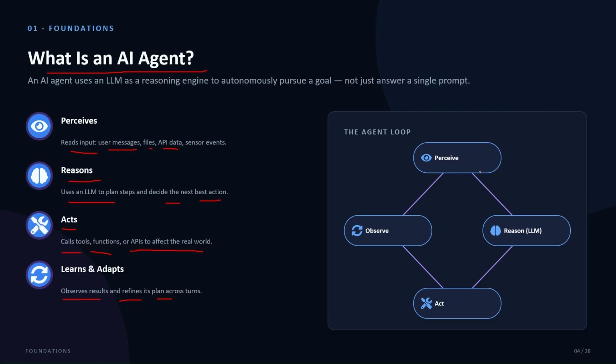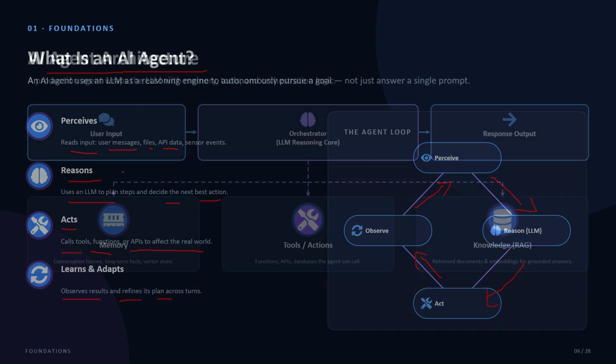That loop, perceive, reason, act, observe, is what we mean by an AI agent, and it's the mental model to keep in your head for the rest of this talk. Everything we build in the C# demo later is a minimal one-step version of this loop, and the advanced topics near the end, memory, tools, multi-agent, are all about making this loop richer.